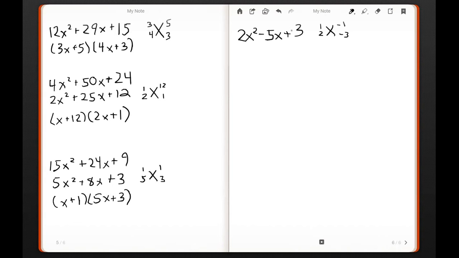And the reason it still works with the positive 3 over here is because negative 1 and negative 3 are actually factors of 3, because the negative times the negative goes back to a positive. Negative 1 times negative 3 is 3. So it'll be x minus 1, 2x minus 3.